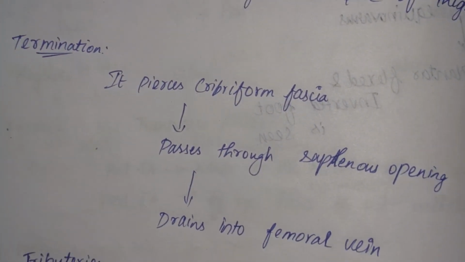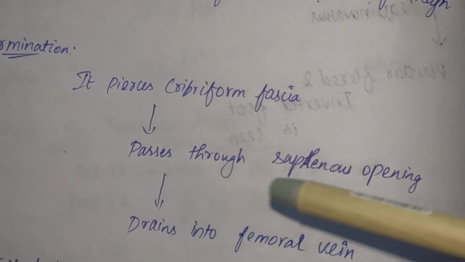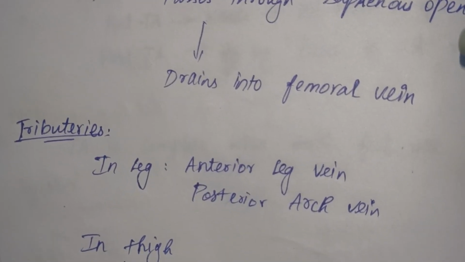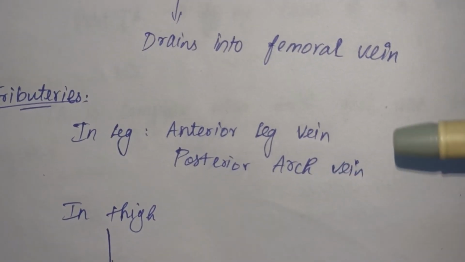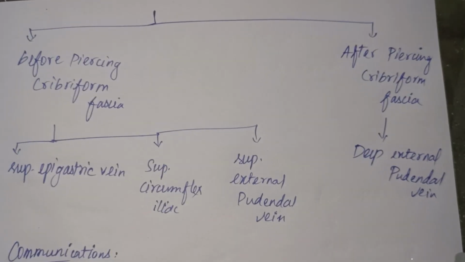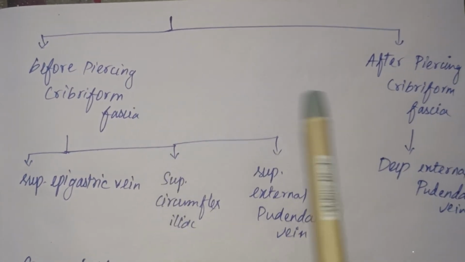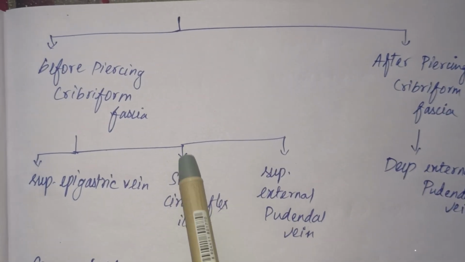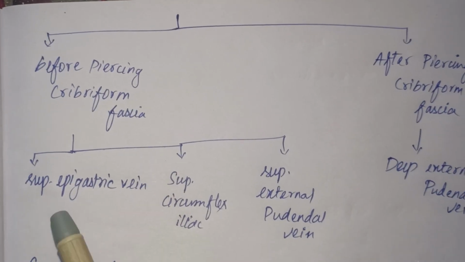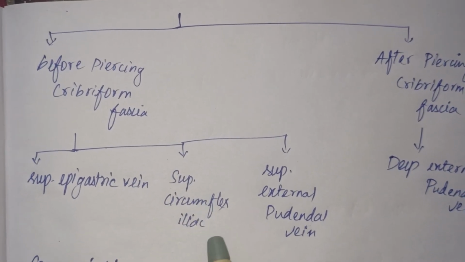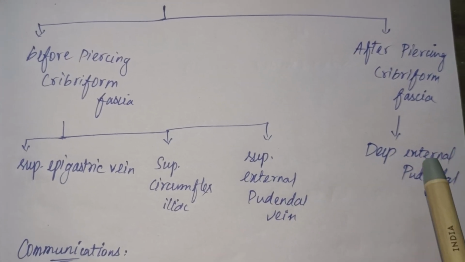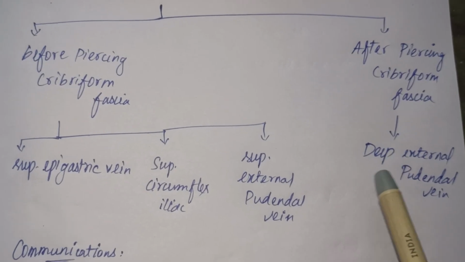Next, termination. It pierces the cribriform fascia, passes through the saphenous opening, and drains into the femoral vein. Next, what are all the tributaries? In the leg it gives two tributaries, the anterior leg vein and the posterior arch vein. In the thigh, before piercing the cribriform fascia, it gives the superficial epigastric vein, superficial circumflex iliac vein, and superficial external pudendal vein, and after piercing the cribriform fascia, it gives one deep tributary, the deep external pudendal vein.